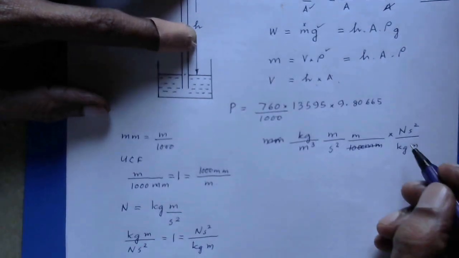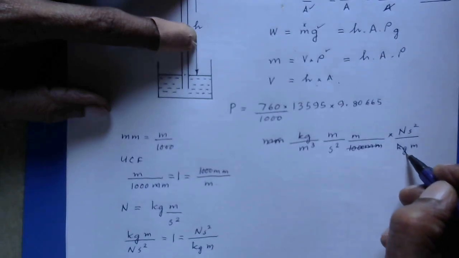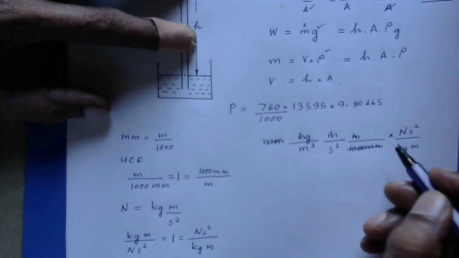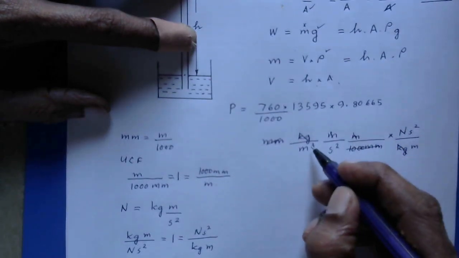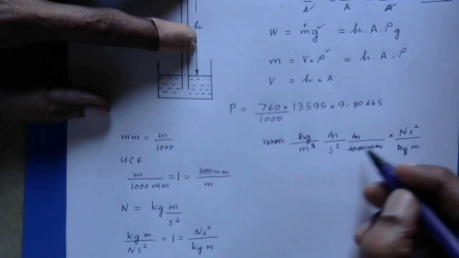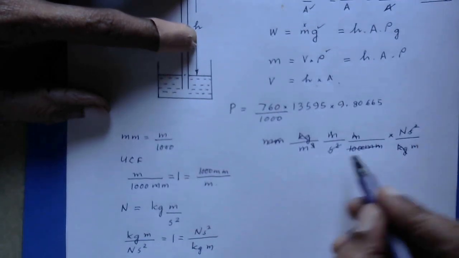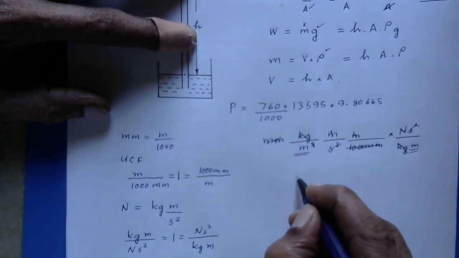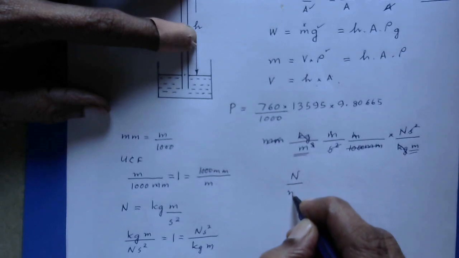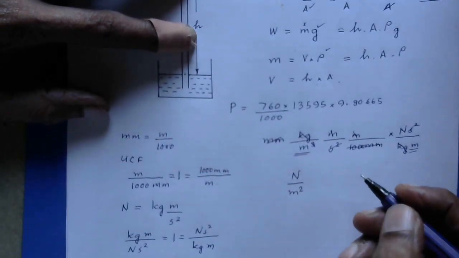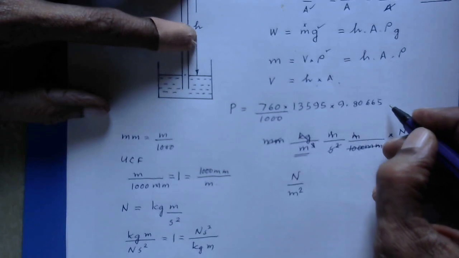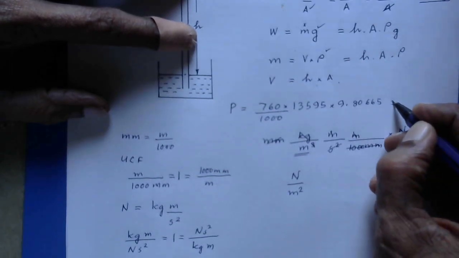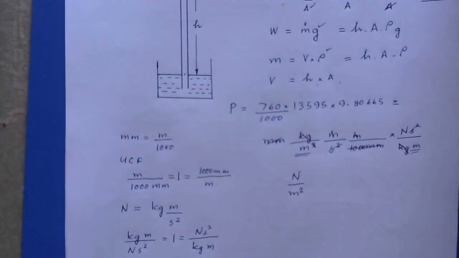Okay. So now we will see that the units cancel out. Kg and kg goes, meter square goes. Then we have second square and second square going. So finally we have Newton per meter square. So this, of course, we need to find out the value. So we will take the calculator and check that.